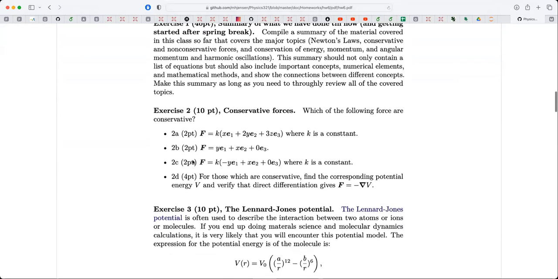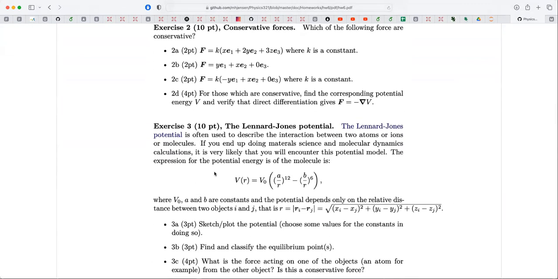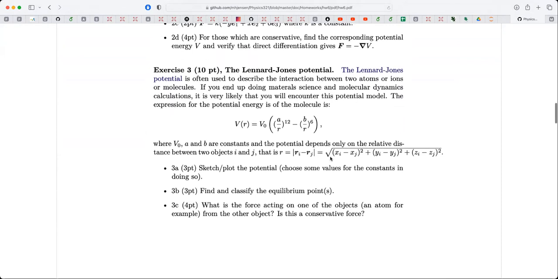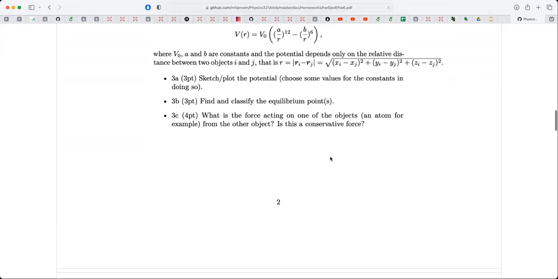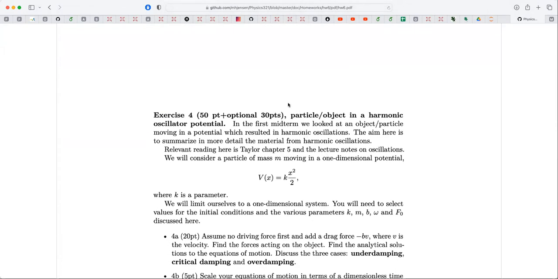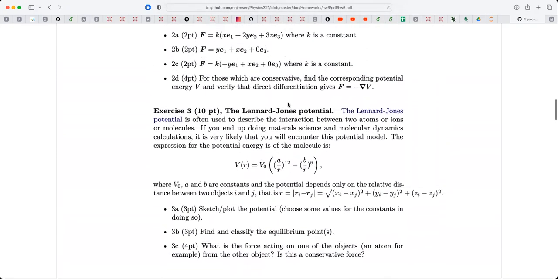And then there's one about conservative forces, which is a kind of follow-up. There is a famous potential, which is widely used in simulations of systems of, let's say, interacting atoms, where you take away all the quantum mechanics and you have an effective potential. This is a potential which is called the Lennard-Jones potential, and it's widely used in simulations of materials, for instance. And then there is the next part, which simply deals with an object in a harmonic oscillator potential. So many of these things follow up a little bit on what you did in the midterm as well.